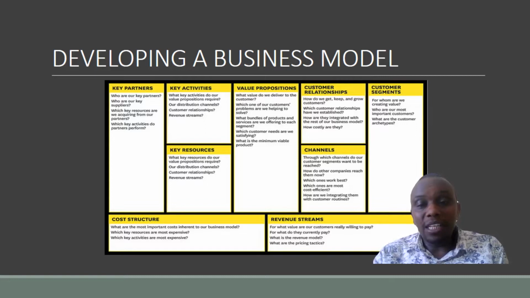It is very important, especially when you want to test the viability of your business. And in most cases, if you find that you have a problem with one of the blocks, then you can try to see whether you can change it or pivot it so that you can at least have everything that you need for you to start.